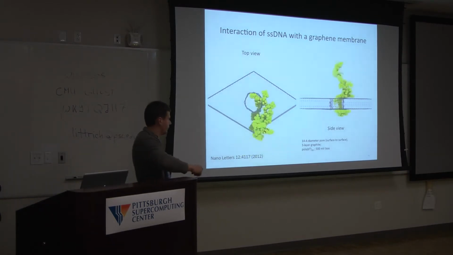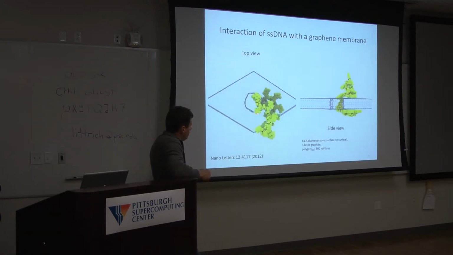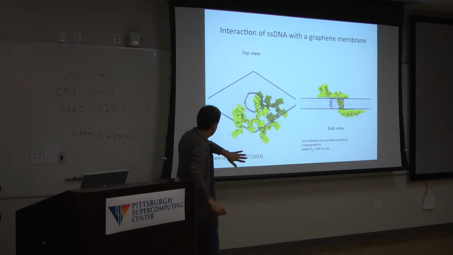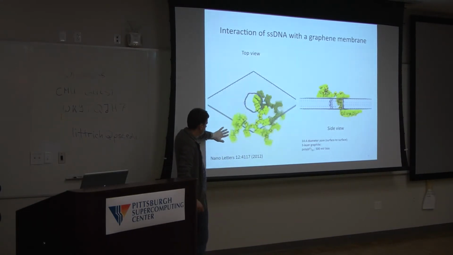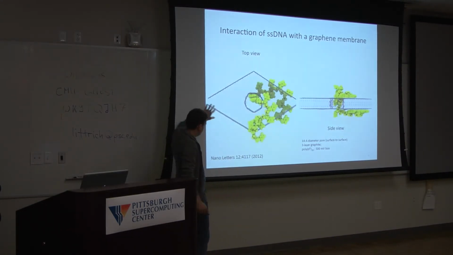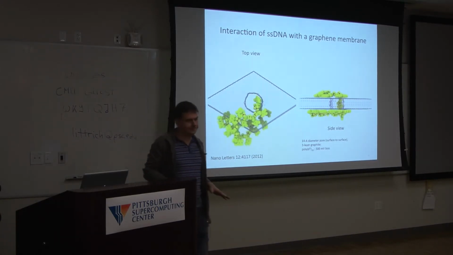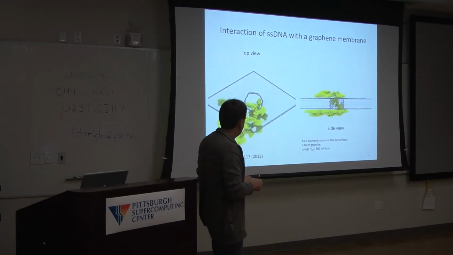So the first observation was that the DNA adheres to the surface of the graphene very rapidly in a specific way. You see, it kind of goes flat and gets stuck to it. But once it's stuck to it, it still keeps on going. You know, it moves around, rapidly exploring the vicinity of the pore.